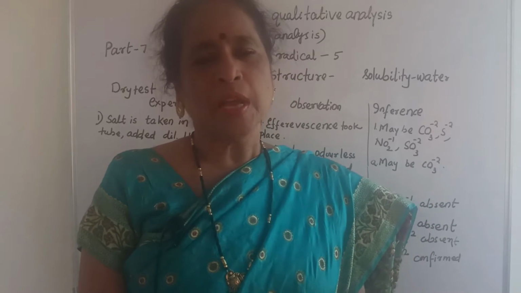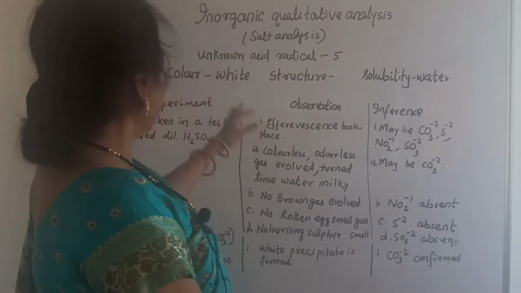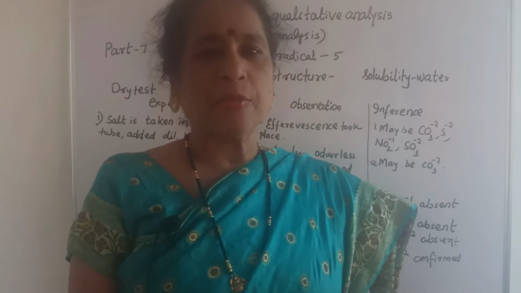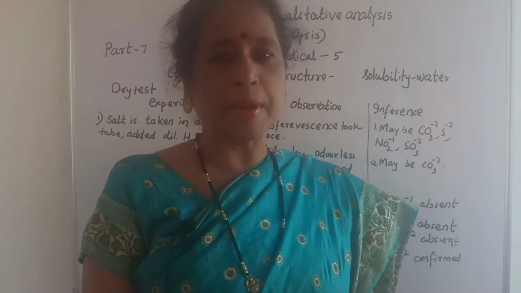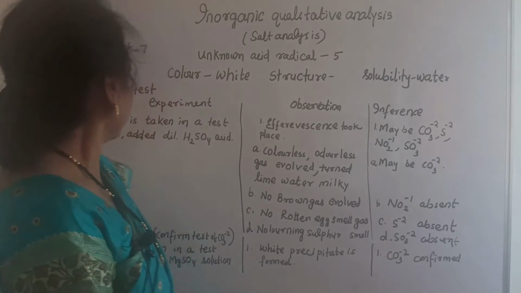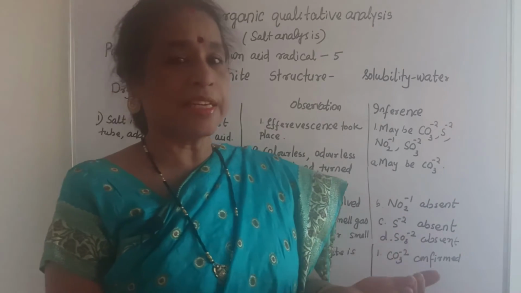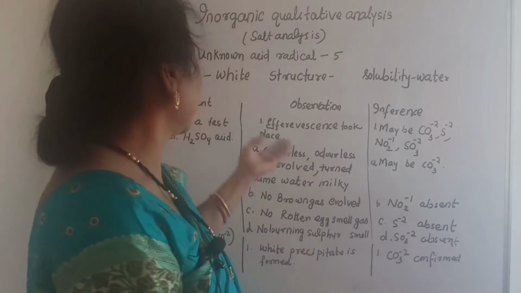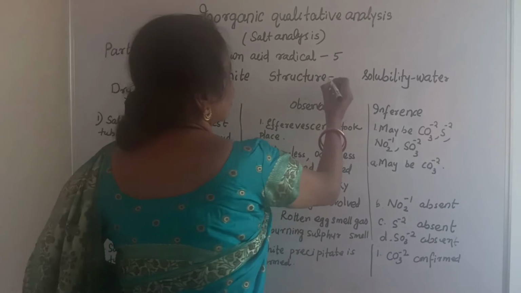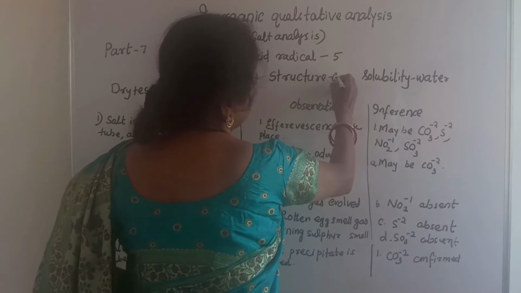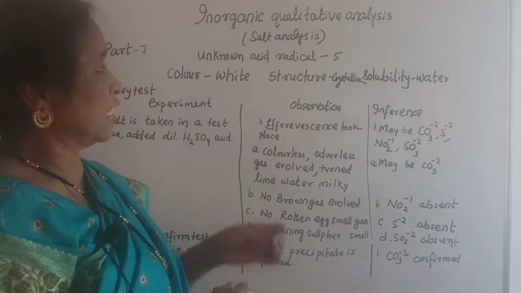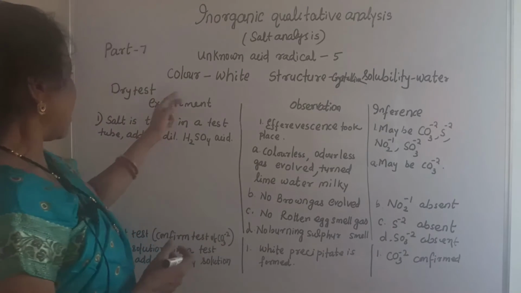Here I want to explain the unknown acid radical packet given to me, number 5, and I want to do the experiment. I have already done the experiment, observation and inference, and I want to explain that. When you proceed with acid radical analysis, first you see the general color, structure and solubility. The structure is amorphous or crystalline, so you can write crystalline. Here the structure is crystalline, solubility is in water, and color is white.